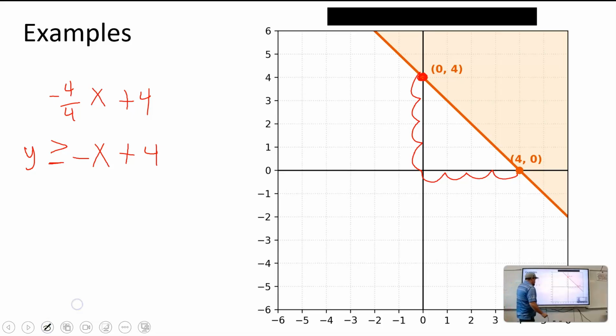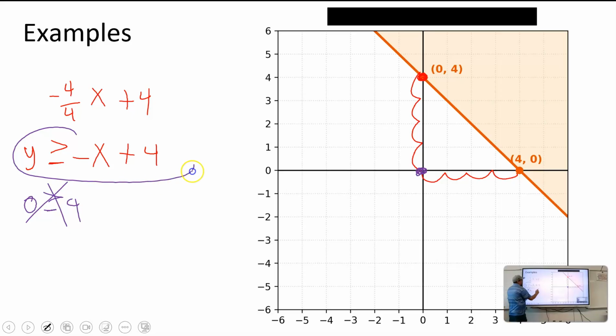Okay, let's plug in our 0, 0. Once again, it's going to be false is what we're going to look for. This isn't always going to happen. That just happened to be what happens on these examples. Is 0 greater than or equal to 4? It's not, which I was expecting it to be false. So here is my linear inequality for this graph.